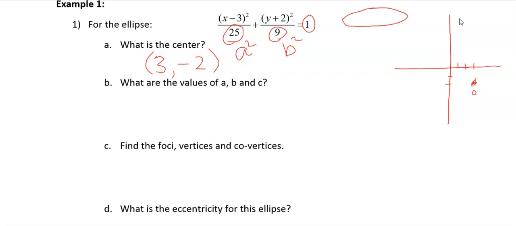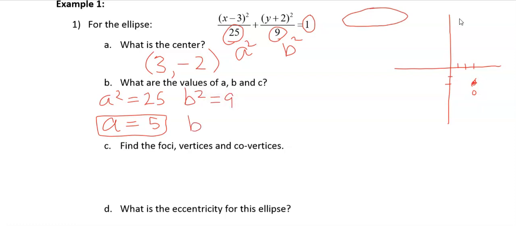Okay? So my A and my B and my C. Well, if A squared is 25, then I just take the square root of that and I get A equals 5. You're not always going to get a nice whole number or an integer, but in this case we do. You can leave them as radicals if you want, or decimals if they're not perfect squares. B squared is equal to 9. Okay, that's the smaller number. So I take the square root of both sides there, and I get B is equal to 3.